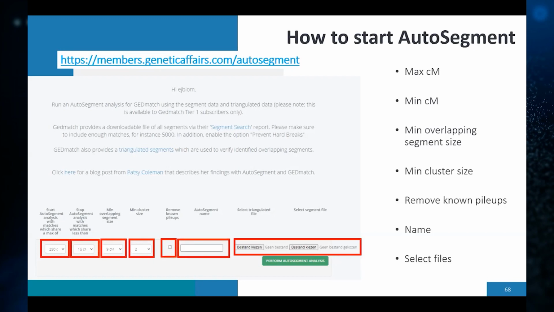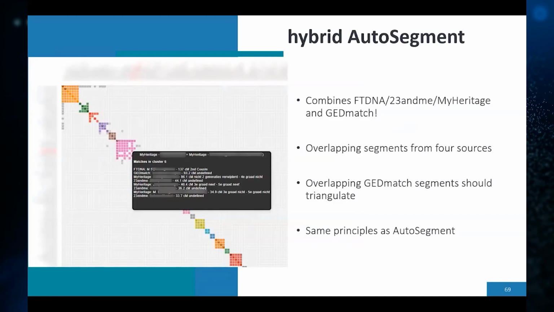So this concludes the AutoSegment, and now I have a short piece about the newest tool, which was actually released last week. And fantastic! We always like new stuff. Yeah, this is new stuff. This is bleeding edge technology.